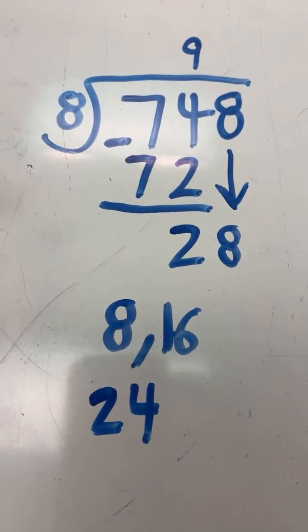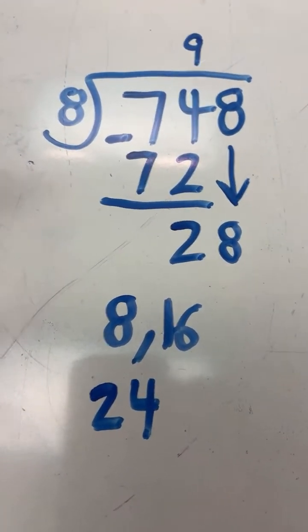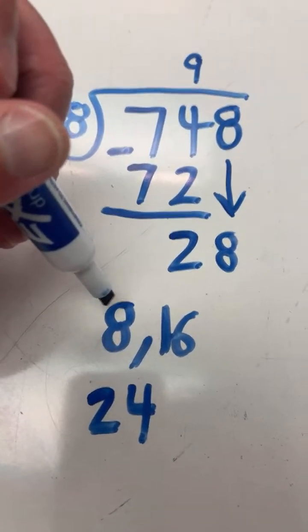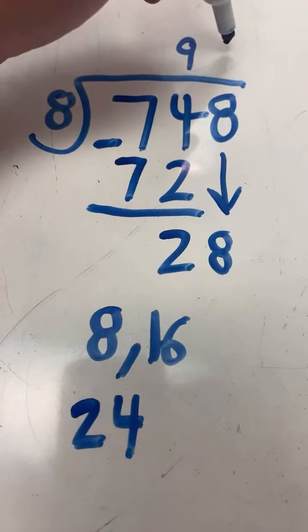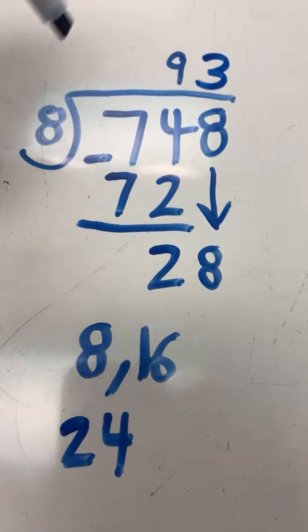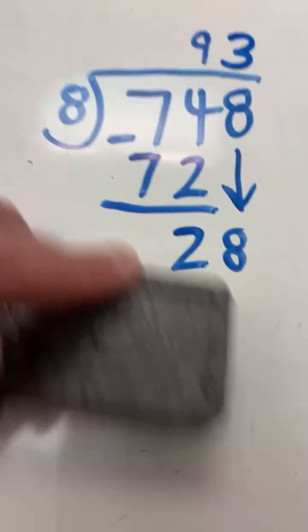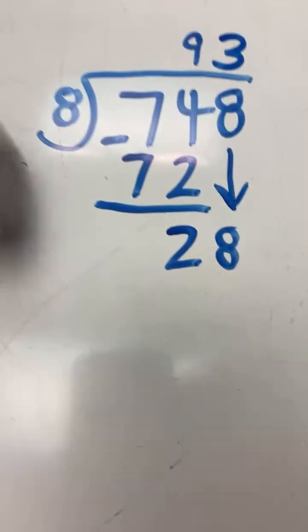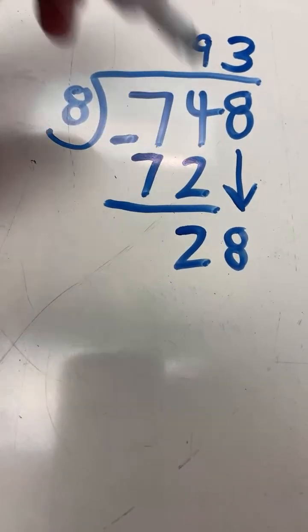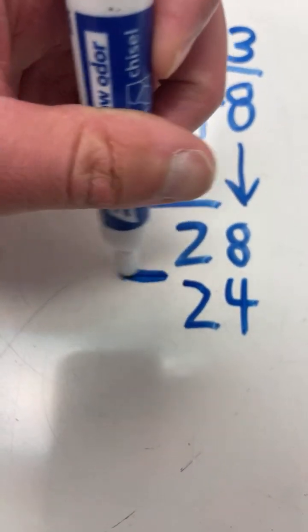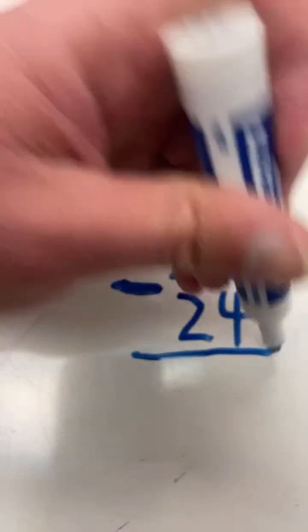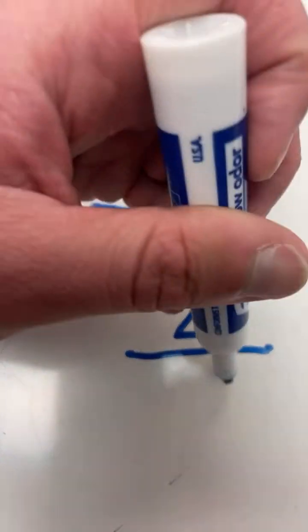Now, if I count by 8 again, I'll be too far. I'll be past 28. But I was able to count by 8, 1, 2, 3 times to get to 28. I got 3 full groups of 8 in 28. 24 was as close as I could get to 28 without going over. So 28 minus 24 equals 4.